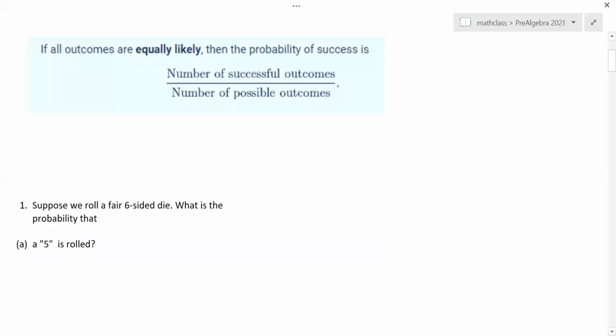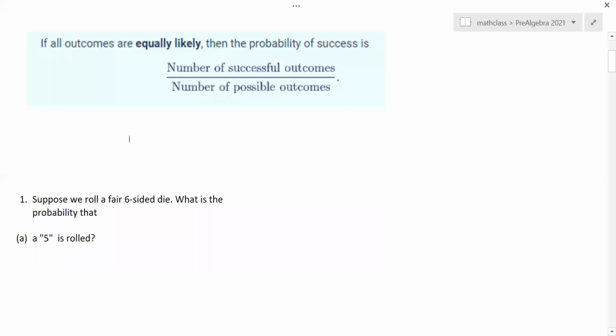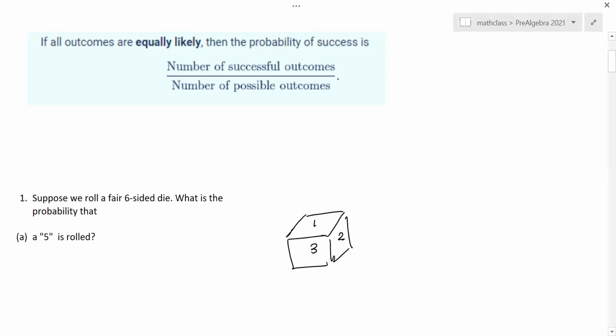Here's the first example, very simple. Suppose we roll a six-sided die, and what is the probability that a 5 is rolled? Let me draw the picture. This is a typical die, with all 6 numbers on the faces. By definition, the number of possible outcomes could be from 1 to 6, so that's 6.